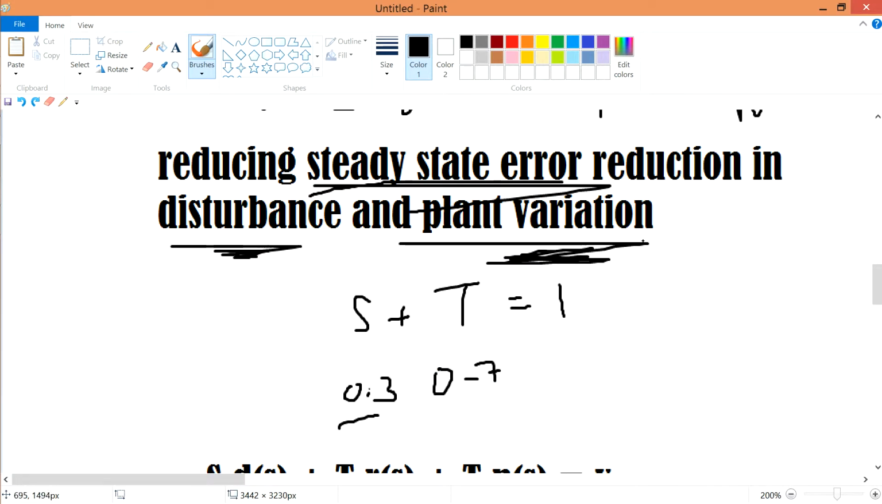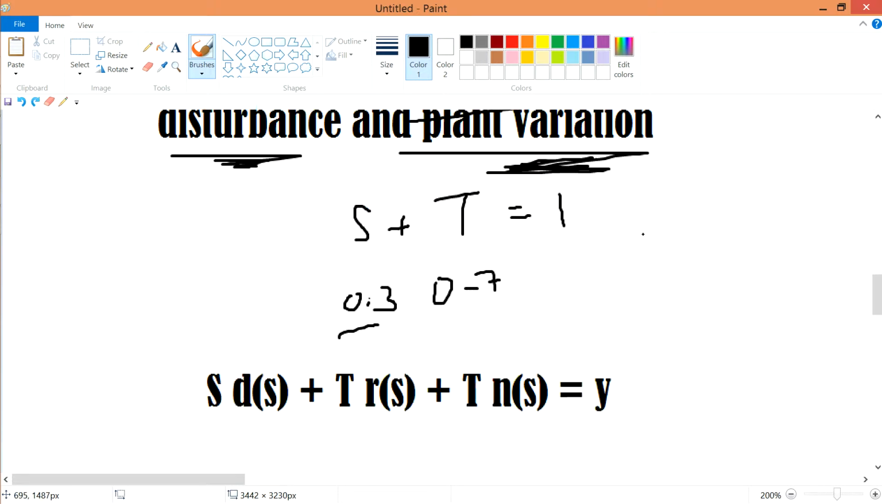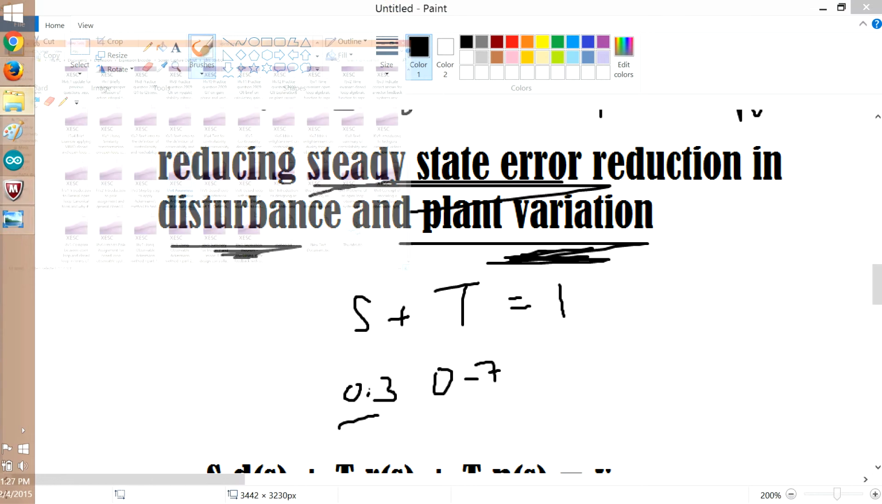Another meaning of plant variations is that perhaps if your machine has been running for a long time, it may have wear and tear. Wear and tear will cause your machine to have certain variations from its original one.